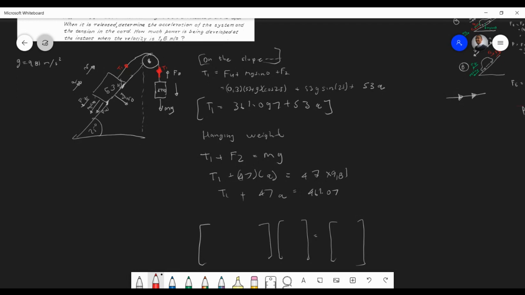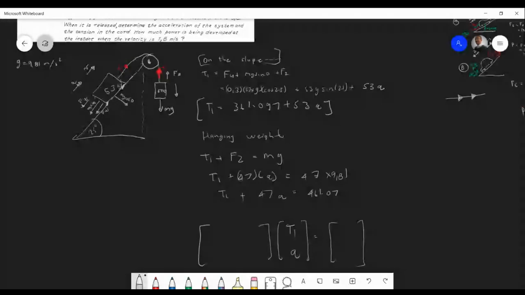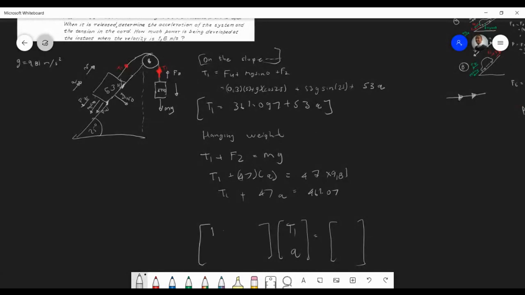Again, a simultaneous equation, or what Brain likes, a matrix. So what I'm doing now, I'm going to be putting these values in the matrix and then solving it. So I'm solving T1, and I'm solving A. I have over here, T1 is going to be 1. That's going to be minus 0.53. This is going to be 1, and that's going to be 47. And this will be now equal to 361.097.